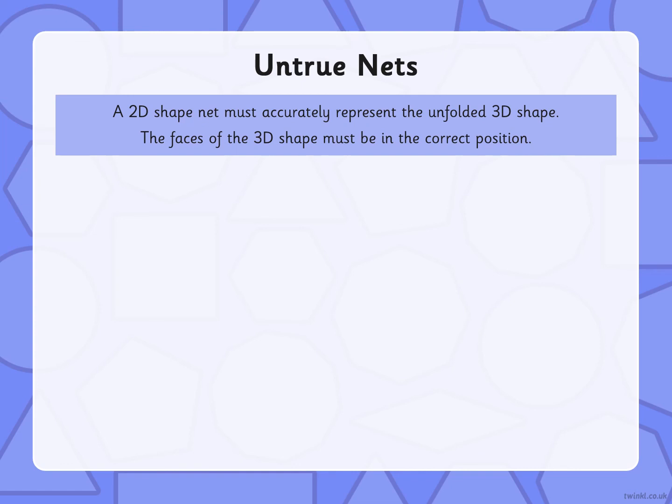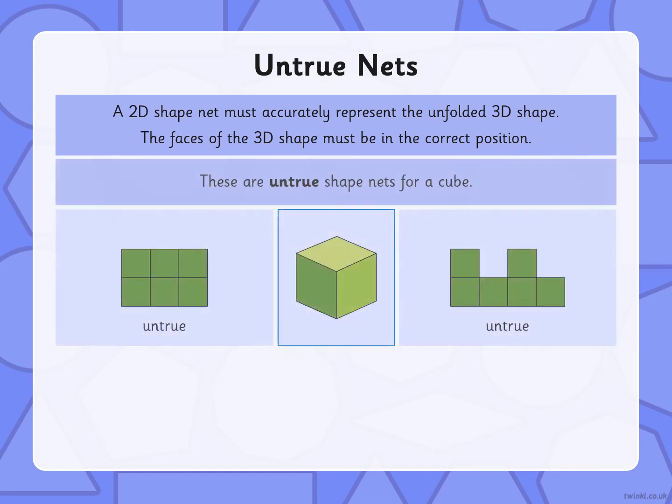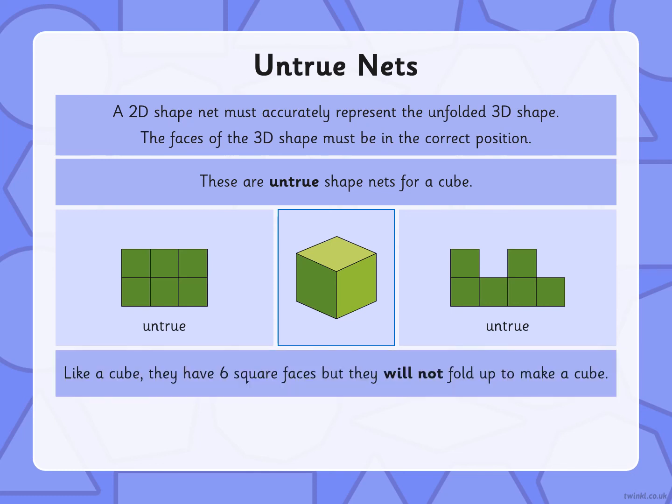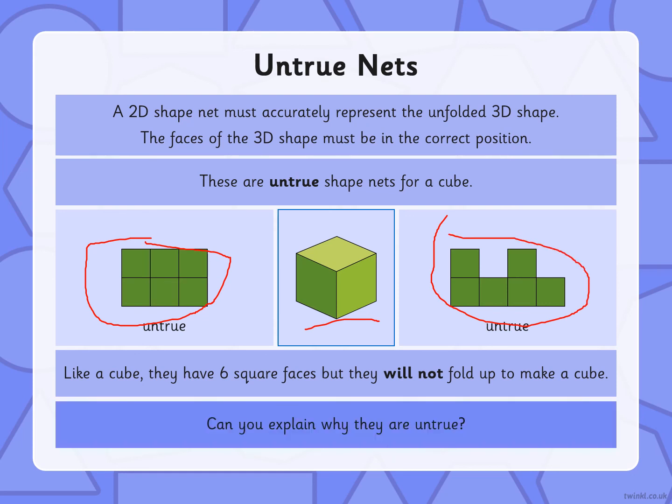Untrue nets. A 2D shaped net must accurately represent the unfolded 3D shape. The faces of the 3D shape must be in the correct position. These are untrue nets for a cube. So this one here on the left, we couldn't fold. If we were to fold this up, it wouldn't make the cube here in the middle. The same as this one here, there will be gaps in that 3D shape. So they're what we call untrue nets. They're false.